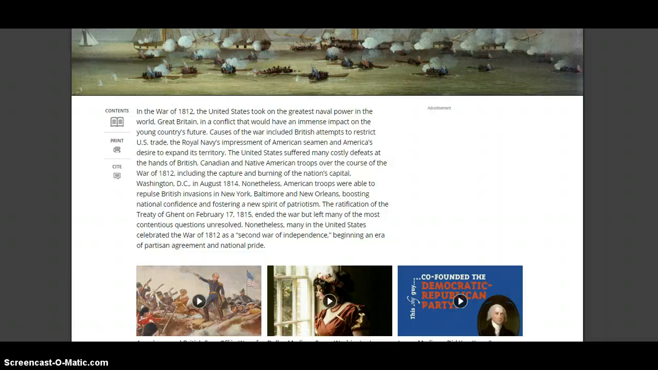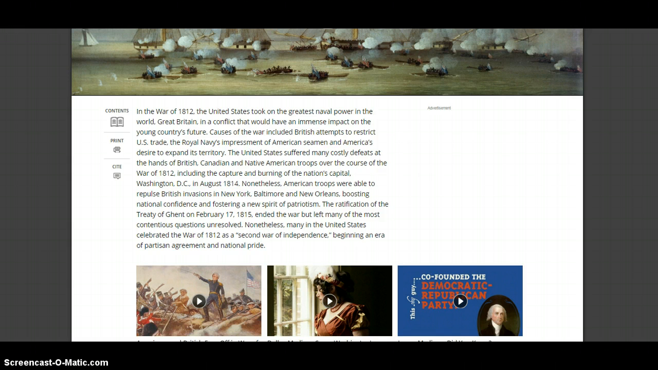The United States suffered many costly defeats at the hand of the British, Canadian, and Native American troops over the course of the War of 1812, including the capture and burning of the nation's capital, Washington, D.C., in August 1814. Nonetheless, American troops were able to repulse British invasions in New York, Baltimore, and New Orleans, boosting national confidence and fostering a new spirit of patriotism.